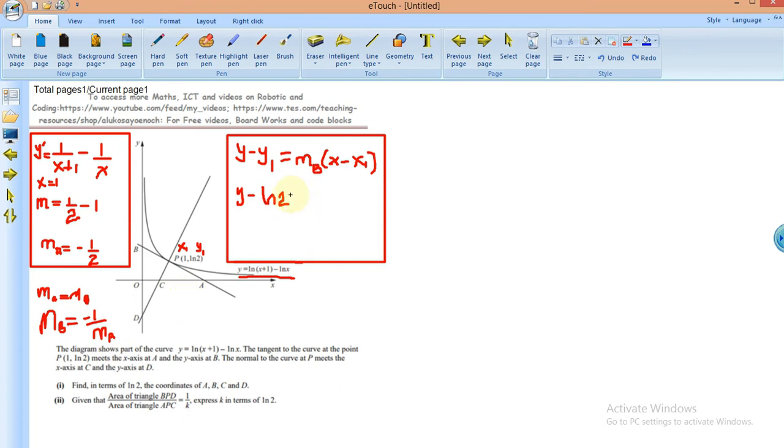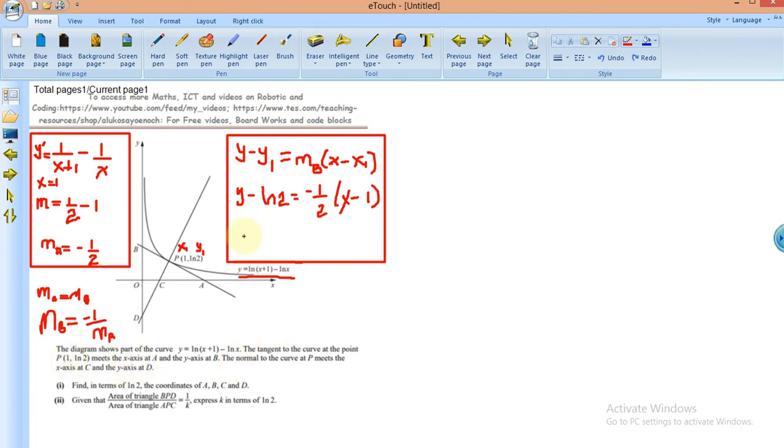So equals, I will still continue with this minus half because it is tangent, so it's parallel to it, times x minus x1, and my x1 is 1. I don't need to use y as the subject formula. I'm going to leave it like this, but you can go ahead and use y as the subject formula. You have y minus ln 2 equals minus half into x minus 1. Okay, so this will be the equation I'm going to use. So now the tangent to the curve at the point P meets the x-axis.